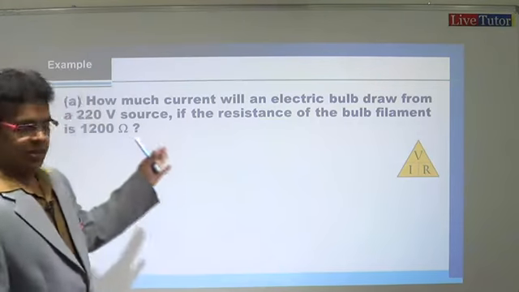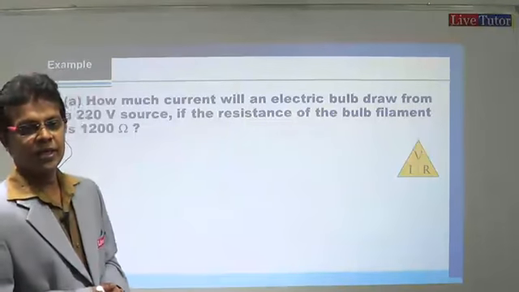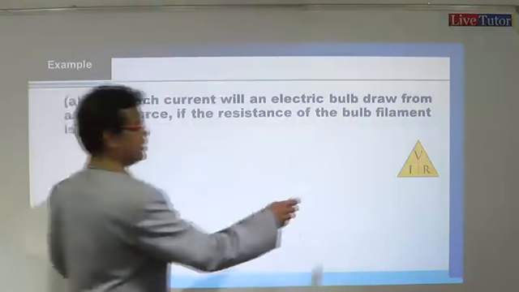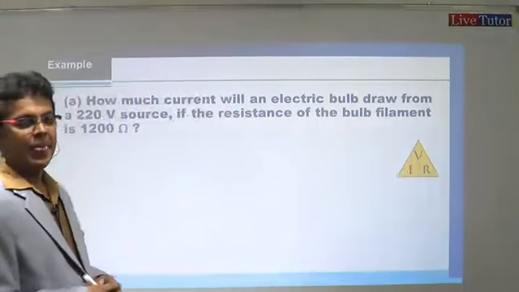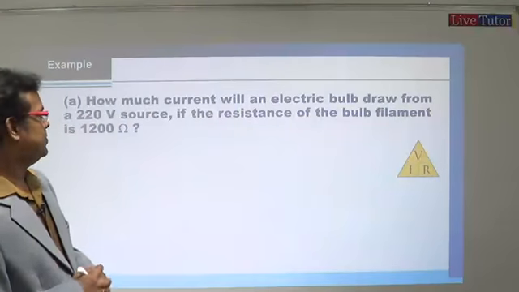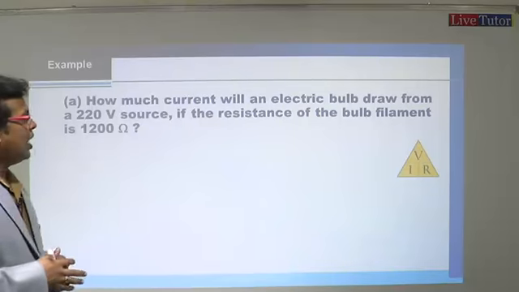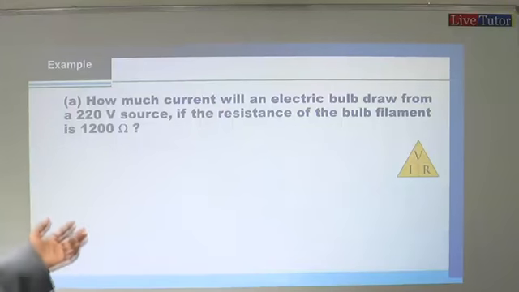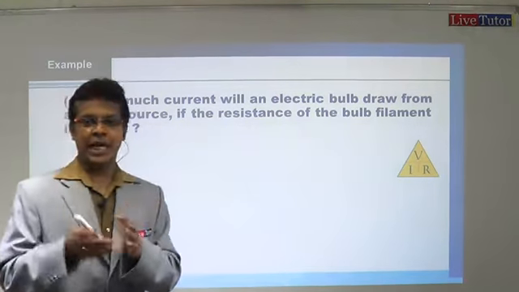So as I said, the numerical problem which we are going to learn today is based on Ohm's law, which is the relationship between potential difference, current and resistance. Now let us take the first problem. It's one of the simplest problems. How much current will an electric bulb draw from a 220 volt source if the resistance of the bulb filament is 1200 ohms? What is the question? We have to find out the current.